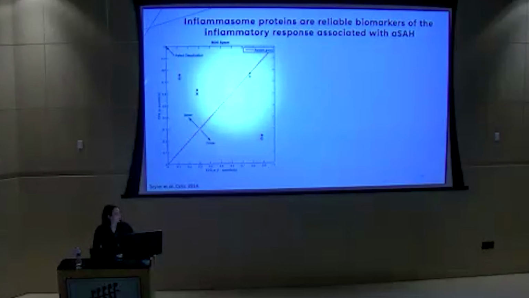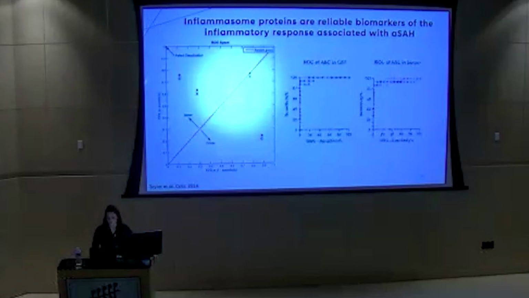So we classify a biomarker of 0.9 and above as excellent performance, meaning you have a 90% chance of being able to distinguish between the disease state and the control. Showing a representation, these are ROC curves for ASC, and these are well above 0.9. So these are reliable biomarkers.